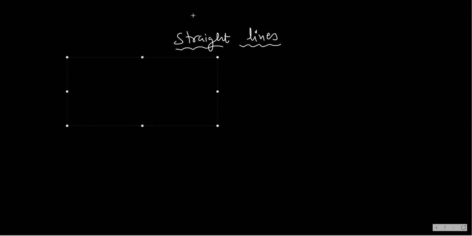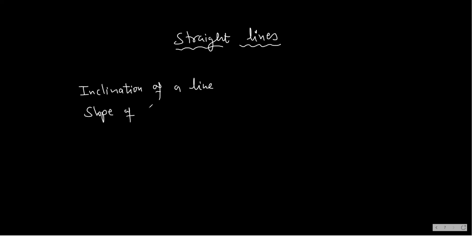And in straight lines, I had begun with some important terms which I said are very, very essential for learning the concepts of straight lines. So in that, we have already studied what is inclination of a line. In detail, we have studied this. Then we have studied slope of a line. That is, inclination of a line is theta and slope of line is tan of theta.